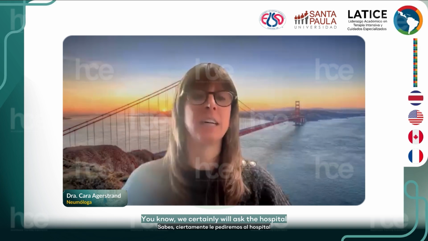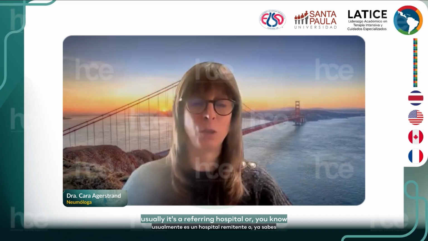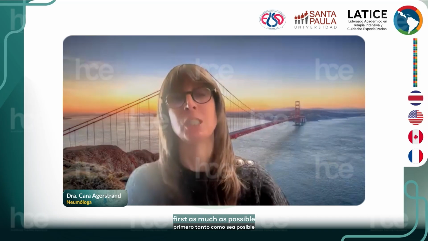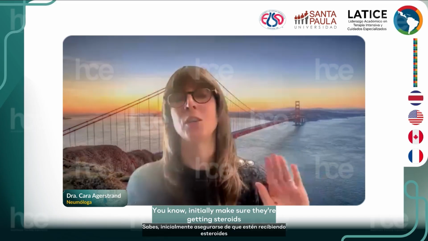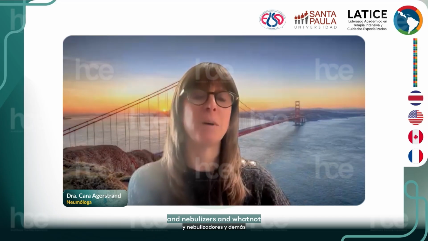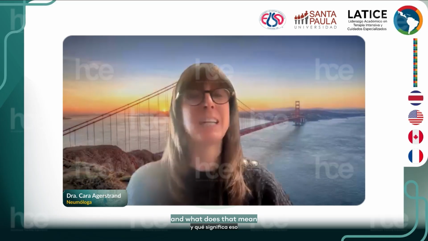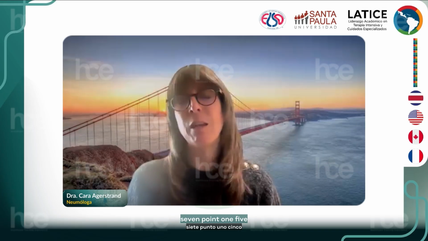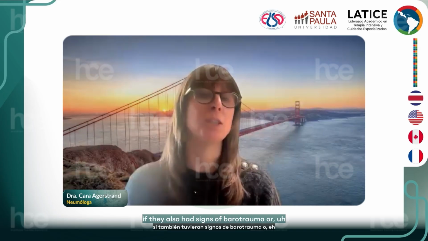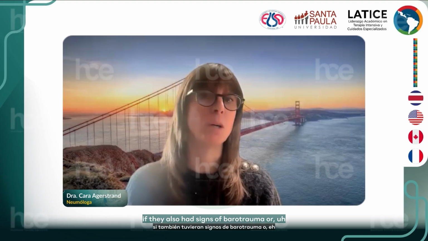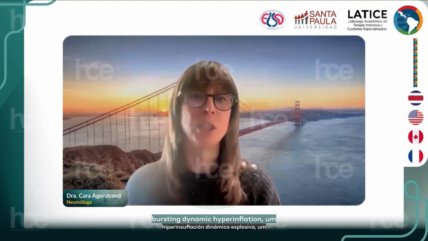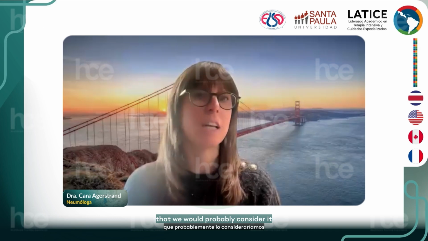We certainly will ask the hospital, usually a referring hospital or, on occasion, our own teams here, to try to optimize the ventilator first as much as possible. Initially make sure they're getting steroids and nebulizers and whatnot. But if that patient remains quite sick, and what does that mean? Usually it's about a pH for us of somewhere around 7.1, 7.15, maybe less than 7.2 if they also had signs of barotrauma or hemodynamic instability or bursting dynamic hyperinflation, that we would probably consider it.